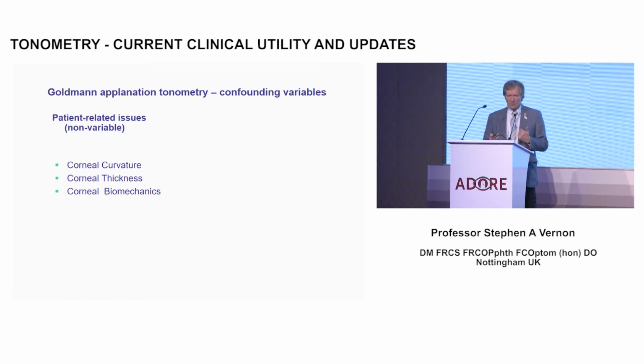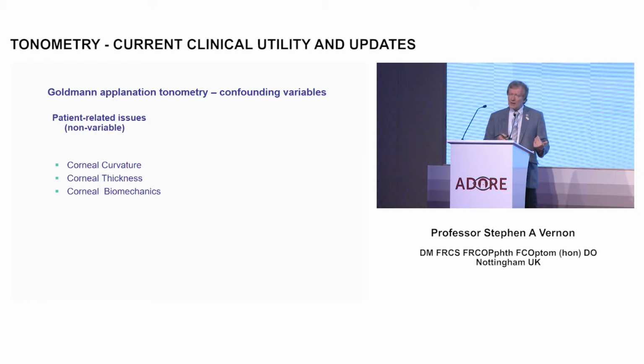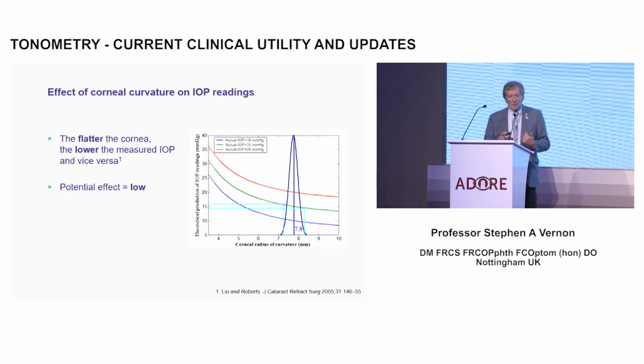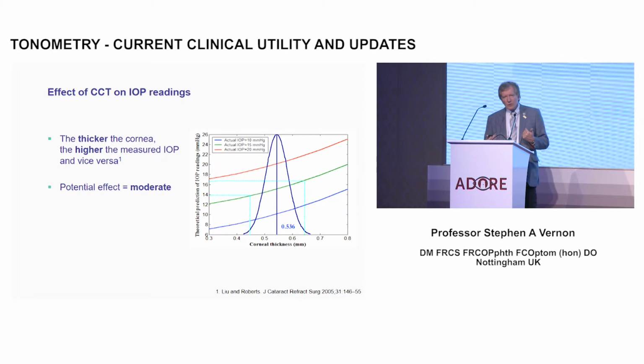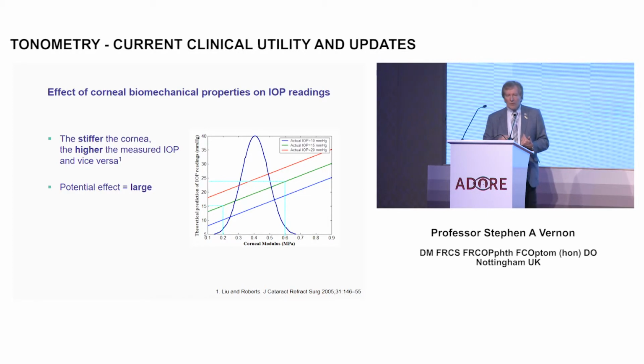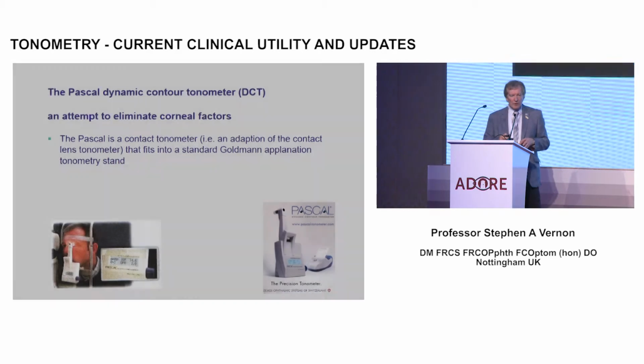And then there are non-variable, or less variable, really, patient-related issues such as corneal curvature, thickness, and of course the biomechanics. Now, Lewin Roberts published a paper about 14 years ago now, showing that the effects of the corneal curvature on intraocular pressure readings with a Goldmann was fairly low. And the central corneal thickness effect was only moderate. And the effect that was really important was the biomechanical properties of the cornea. So the stiffer the cornea, the higher the measured pressure. And that's obvious, really, isn't it? And this can have a really large effect on the measured pressure, comparing the measured pressure with the true pressure.